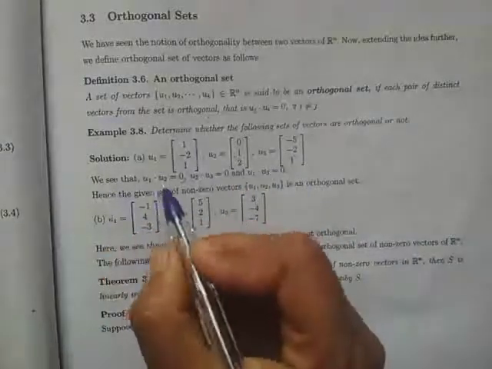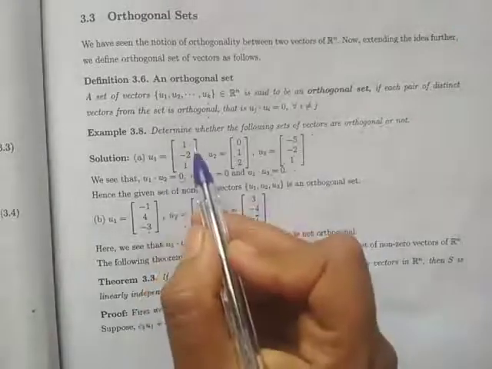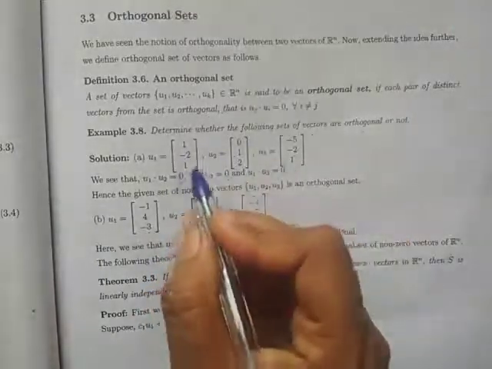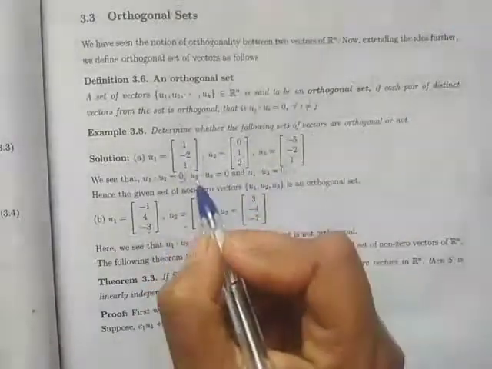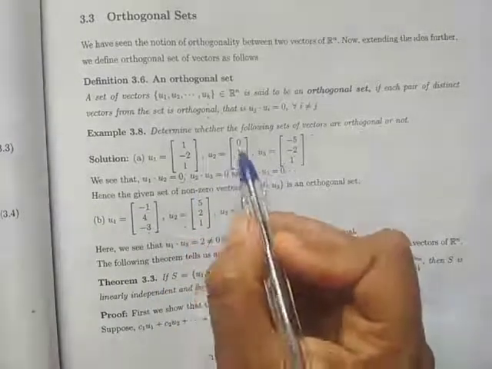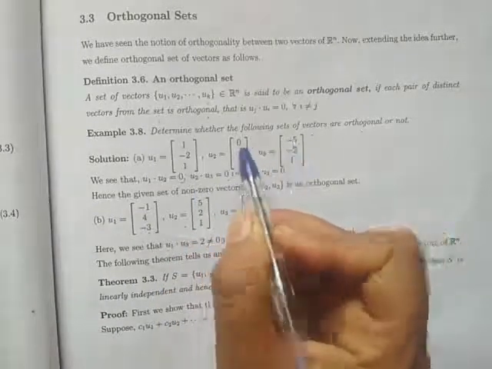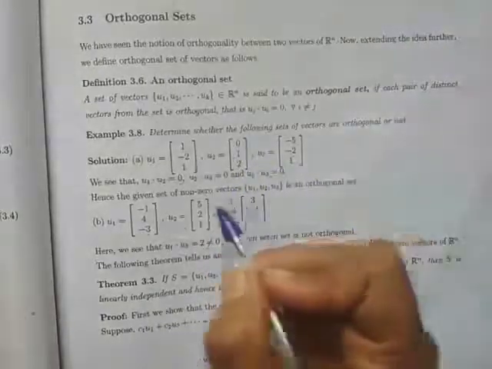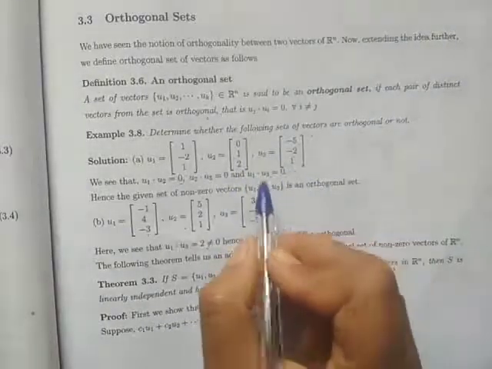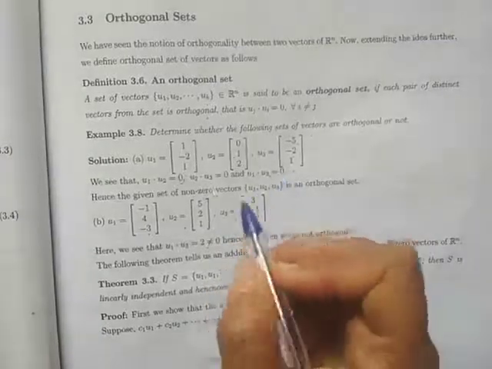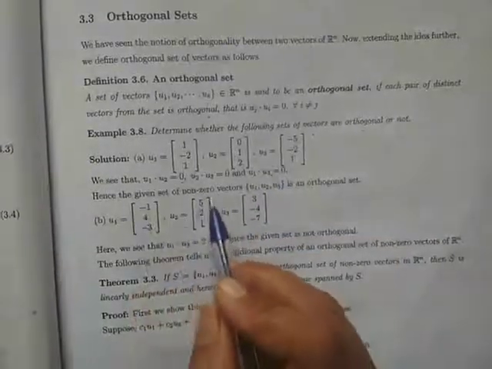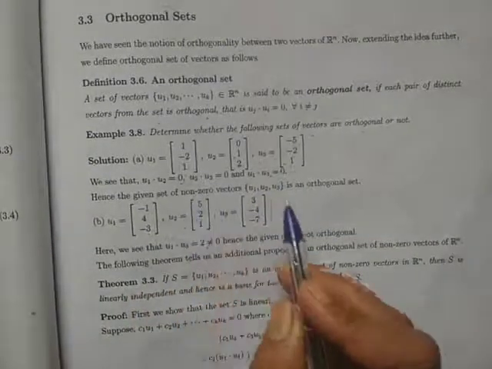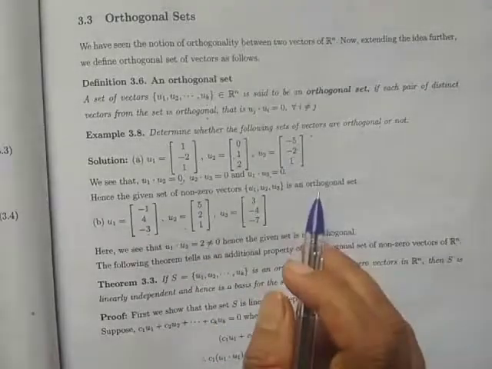Here we see that u1 dot u2 is 1 into 0, 0, minus 2 plus 2, is 0. u2 dot u3 is 0 into minus 5, which is 0, plus minus 2 plus 2, is 0. Similarly, u1 dot u3 equals 0. Hence the given set of non-zero vectors is an orthogonal set.